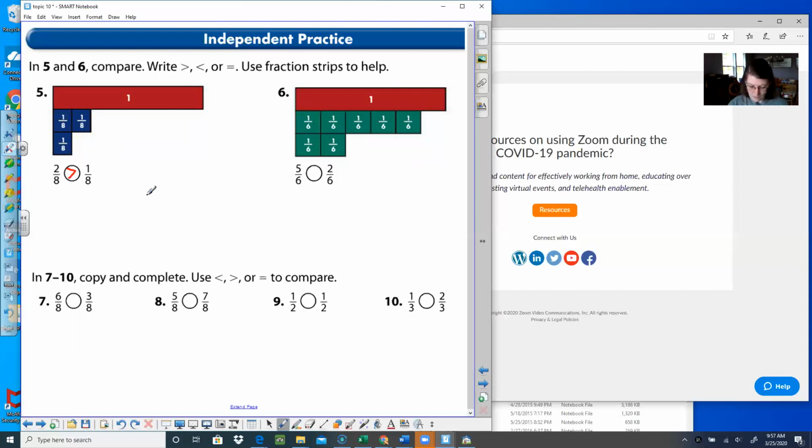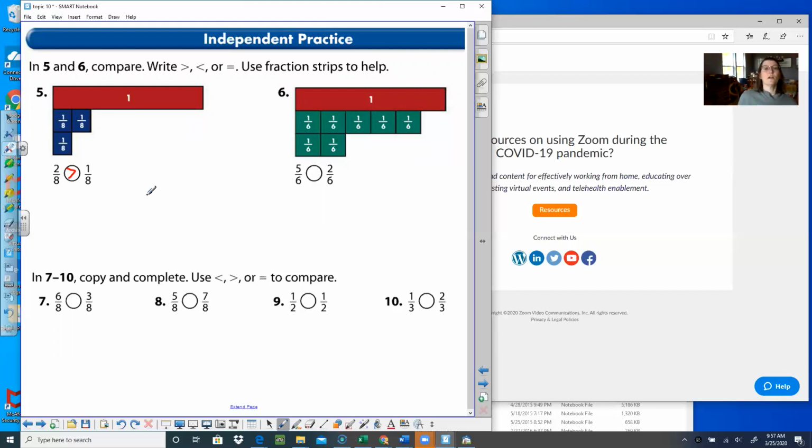So I was naughty and I didn't write all those in my spiral that we just did, but I'm gonna come back over here. I'm gonna write number 5, whoopsie, I write it the right way though. 2/8, 1/8. Okay, so hopefully you have written 2/8 and 1/8, and now you want your alligator mouth to eat the 2/8.